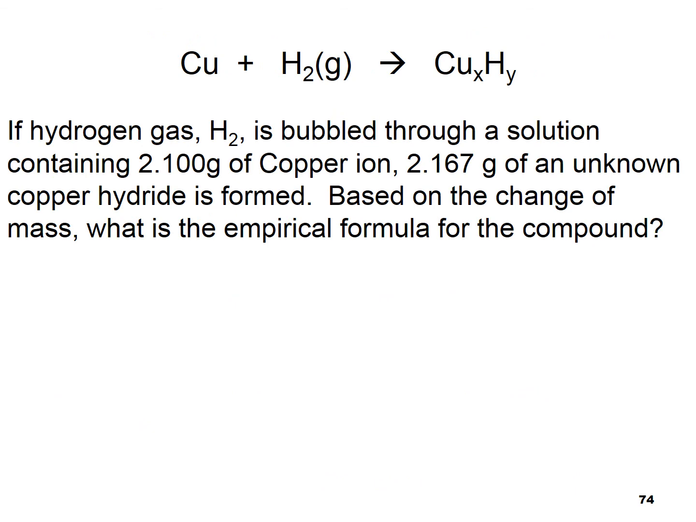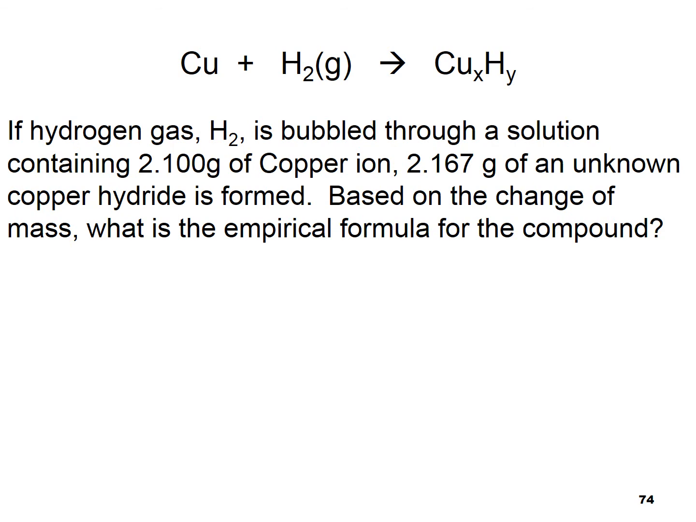So this is an example of a more advanced problem that you will often see in chemistry textbooks. However, it's also a common lab problem, and for those of you taking the lab course on campus, you'll find that this very closely mimics the empirical formula of an oxide lab. Okay. So we have 2.1 grams of copper. It reacts with hydrogen to get us 2.167 grams of an unknown copper hydride.